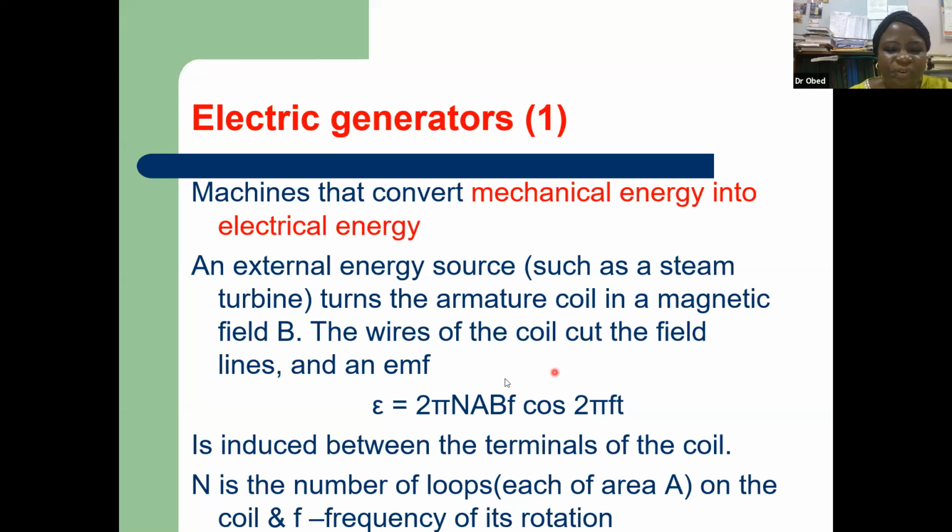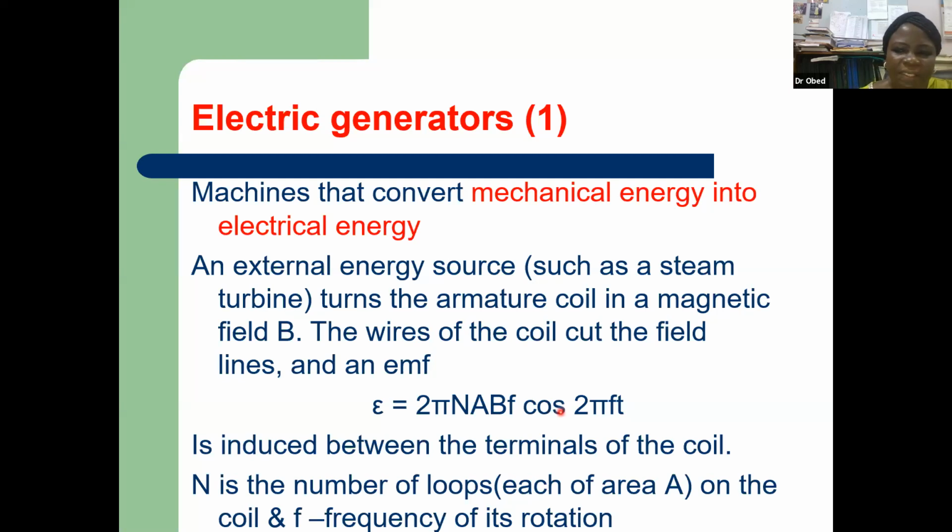I'm just trying to show you how we arrived at this equation. So B and A are constants, so they have been removed from the time rate of change. They are not within the time rate of change. So what you have is delta cos omega t over delta t, times minus NBA. So minus NBA in front as constants, and delta cos omega t over delta t.